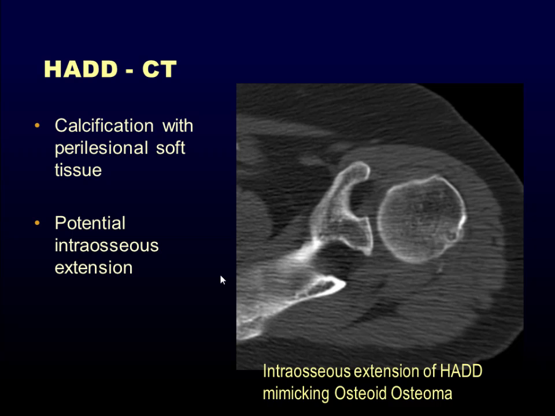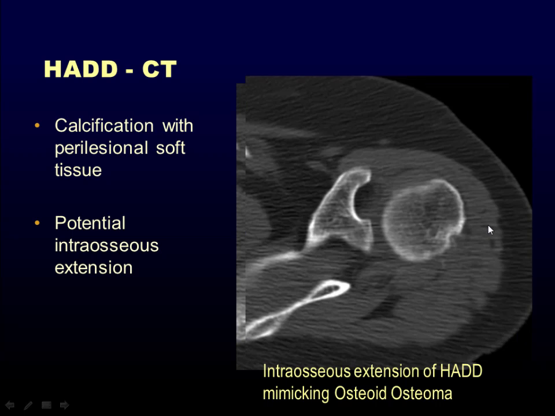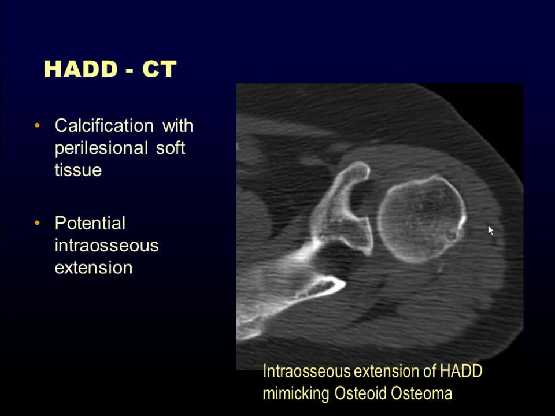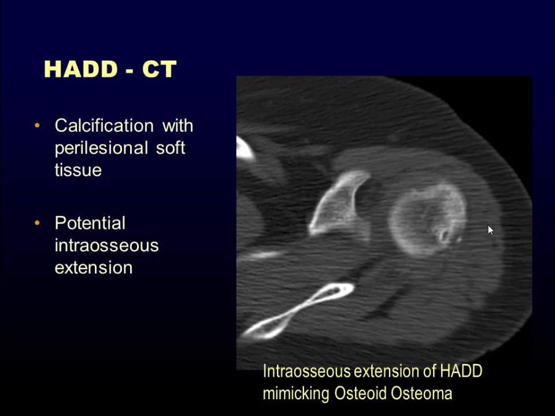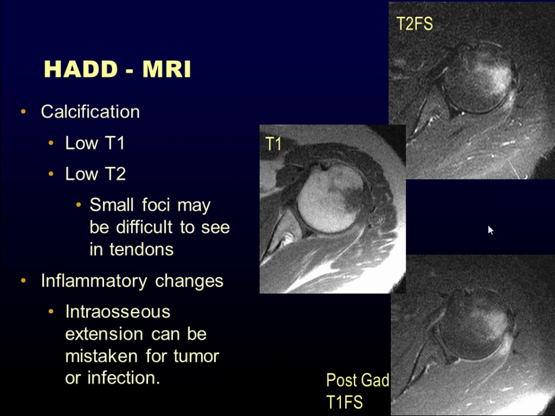One of the things that can happen with this hydroxyapatite is it can actually erode into the bone from the tendon that it's in and can present like a soft tissue or bone mass. It can induce periostitis. In this case, we have what looks like a lytic lesion with a calcified nidus. Looks all the world like an osteoid osteoma. But when you follow it on a series of images, you see that mineralization is coming out into the teres minor tendon. And this is intra-articular extension of hydroxyapatite deposition.